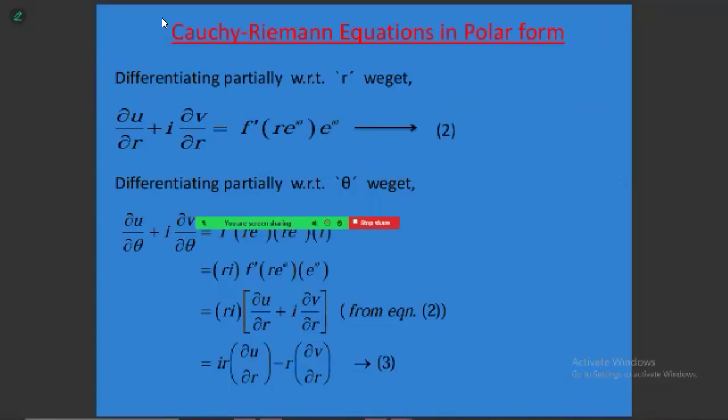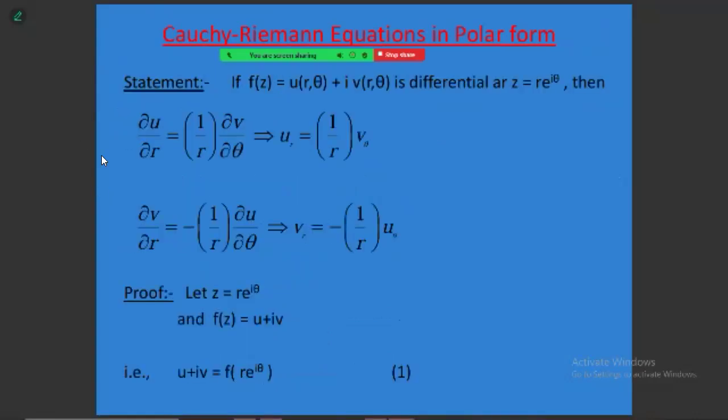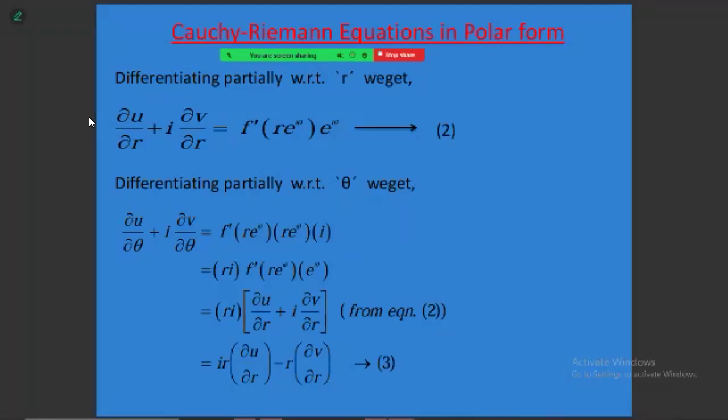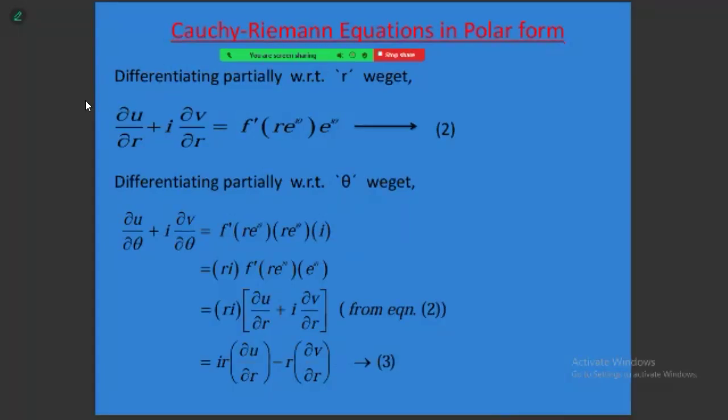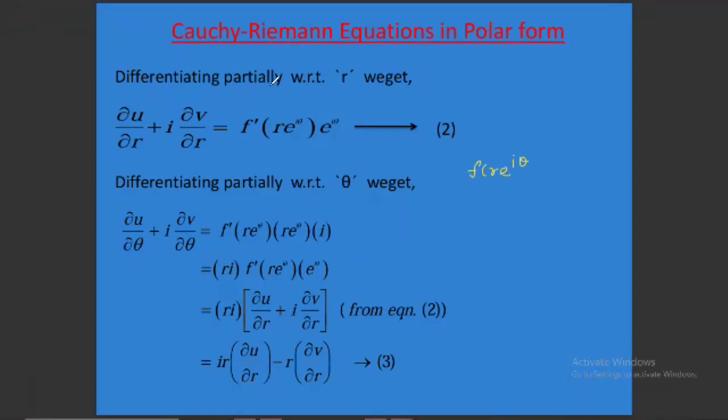Next, we are going to differentiate partially with respect to theta. So, the same equation, how will it be replaced? u theta plus i into v theta is equal to f dash of... we will differentiate f of r into e power i theta.